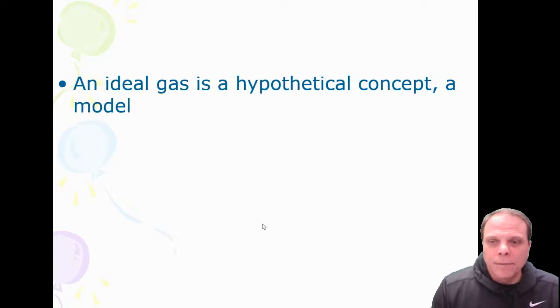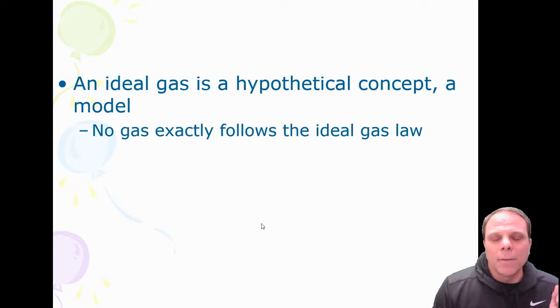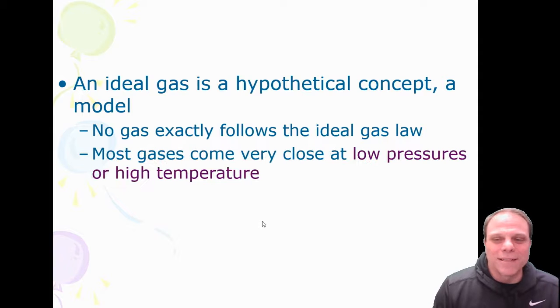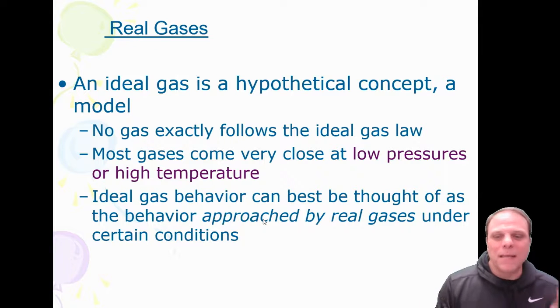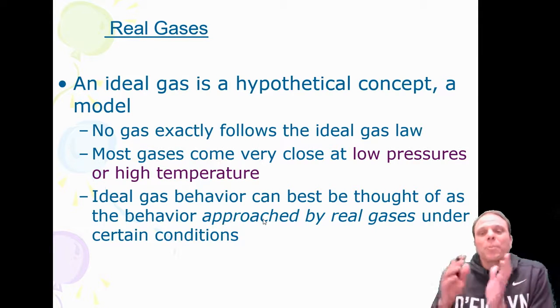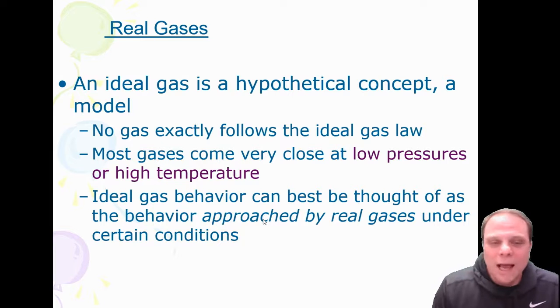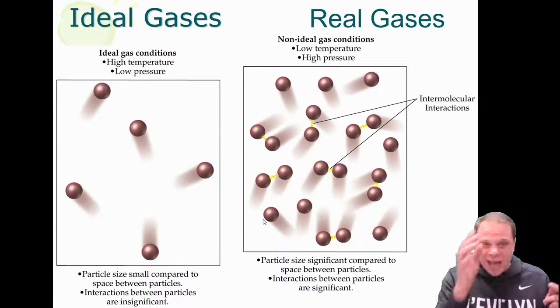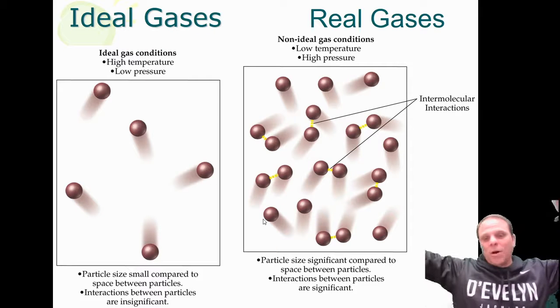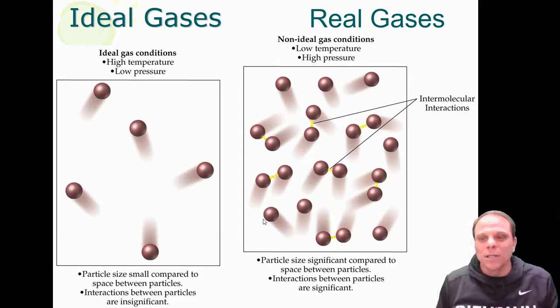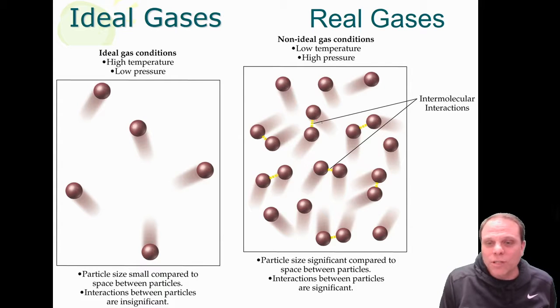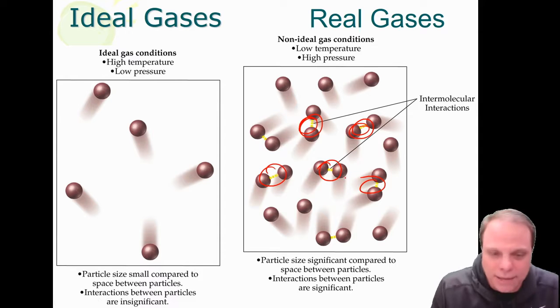It makes a difference. All right, so again, ideal gas, hypothetical concept. It's a model. No gas follows the ideal gas law, but they get close. And so again, these gases are close at low pressures and high temperatures. The best thing you can do is to think about it as the behavior approached by a real gas under certain conditions. And that's why we use these laws, okay? So ideal gas, all spread out, high temperatures, low pressures, move around really fast. Real gas, probably lower temperatures and higher pressures, a lot more collisions. You might actually have some attractions in these spaces. And that is a real gas, okay?